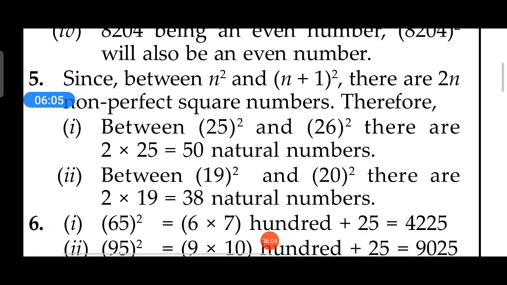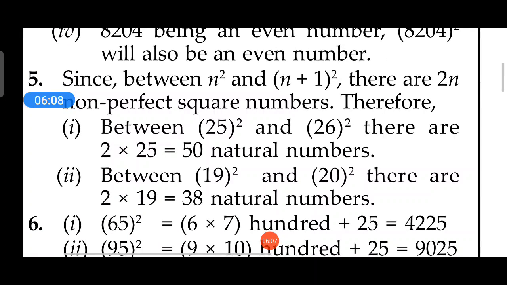Now question number 5. How many natural numbers lie between the squares of the following numbers? First, 25 and 26. Between n square and n plus 1 square, there are 2n non-perfect square numbers. So here, for 25 square and 26 square, there are 2 into 25, means 50 natural numbers.